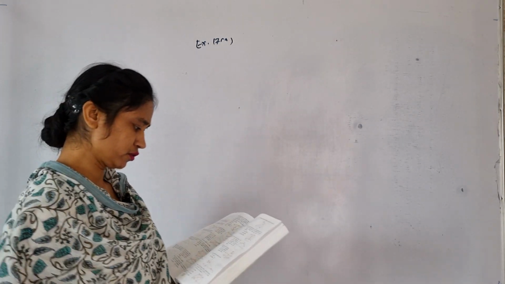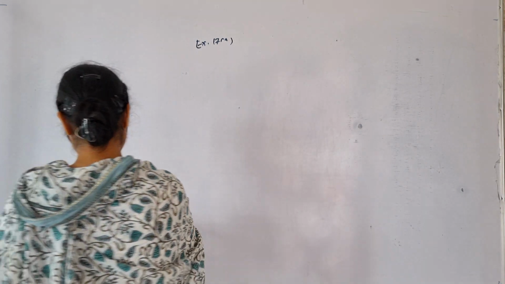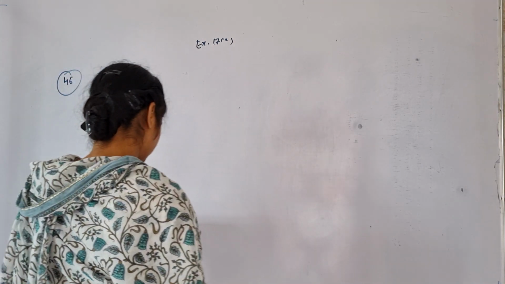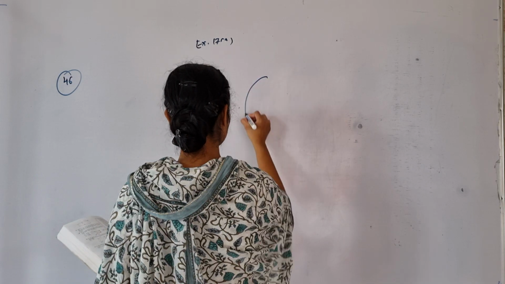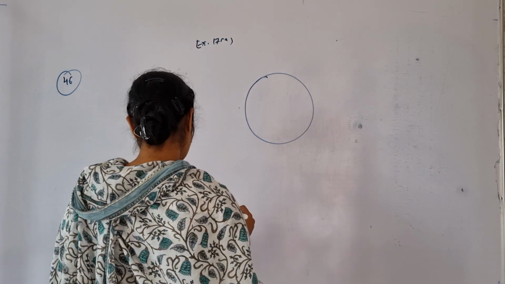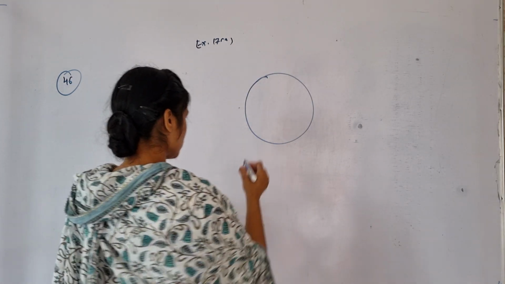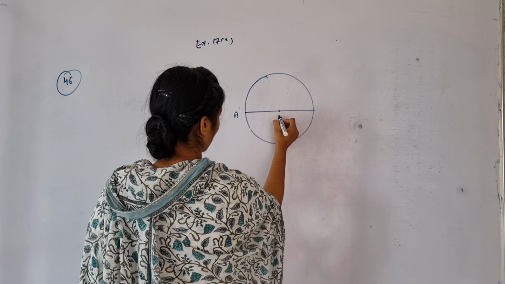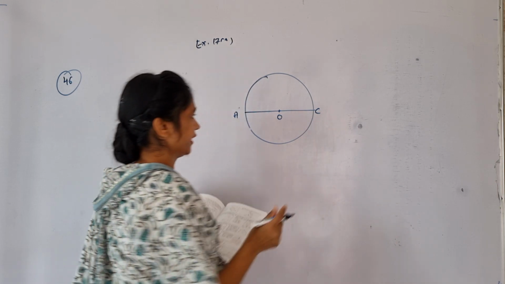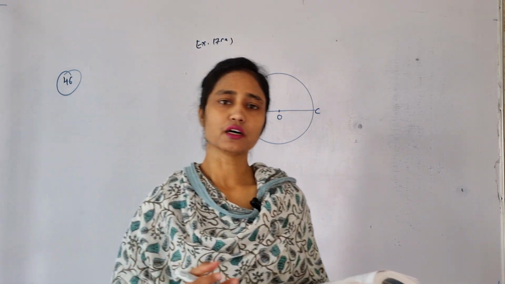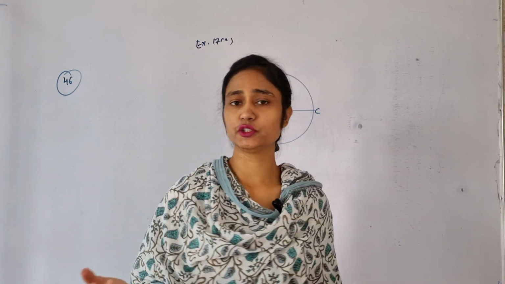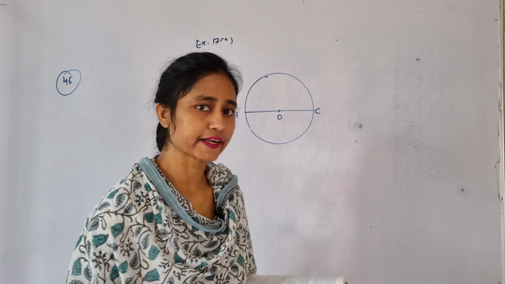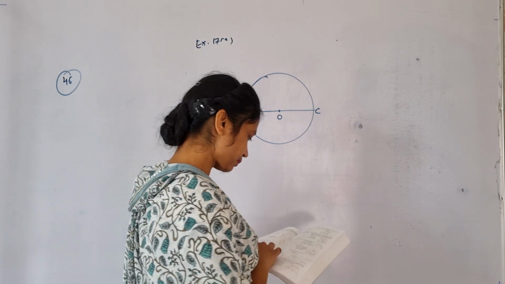Then next I am going to solve 46th sum. Okay, the figure they have given, a circle, and they said AOC is a diameter. If it is a diameter, if we need, we can use that property: angle of a semicircle is of 90 degree.